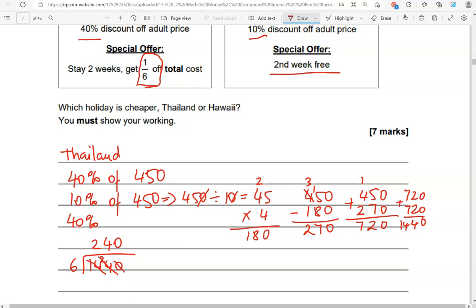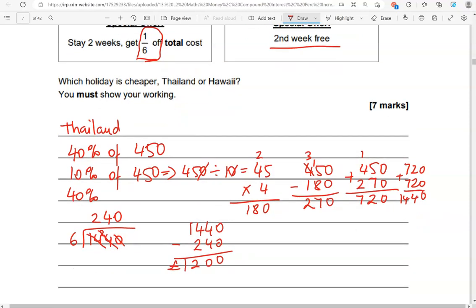So £240 discount. So if we take it away from £1,440, that should give us the total discounted price for going to Thailand and staying in Thailand. So take away 240, 0, 0, 2, 1. So £1,200, that is the cost of staying for 2 weeks in Thailand for the mother and the child.